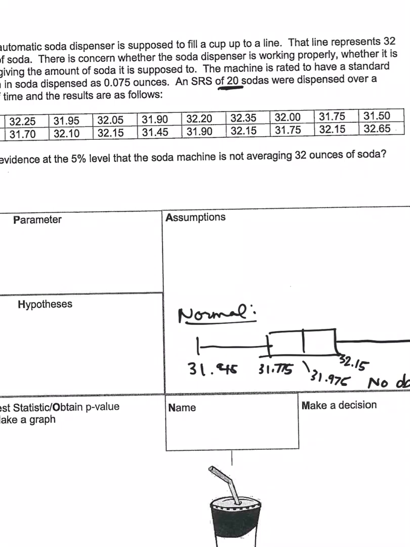Let's write our mu and our H naught and HA. What is mu? The true mean what? Whether the actual amount given the soda is what? Yeah, soda dispenser. So it's going to be the true mean amount of soda dispensed.